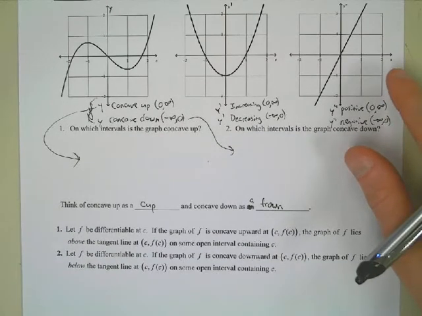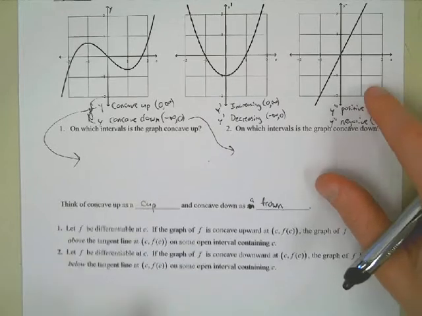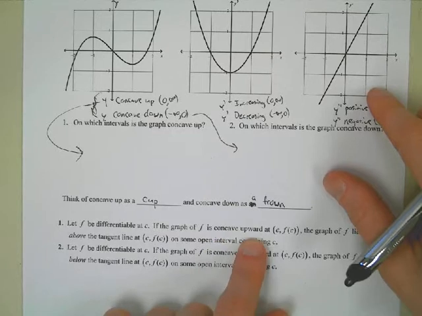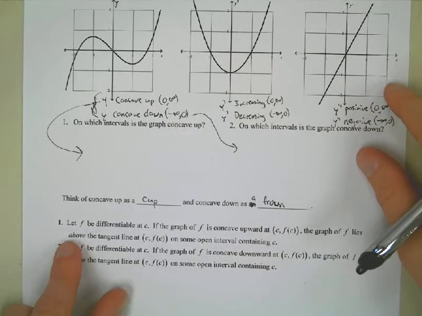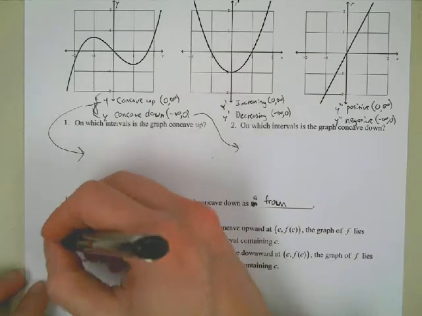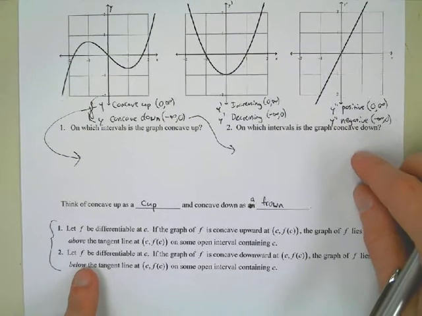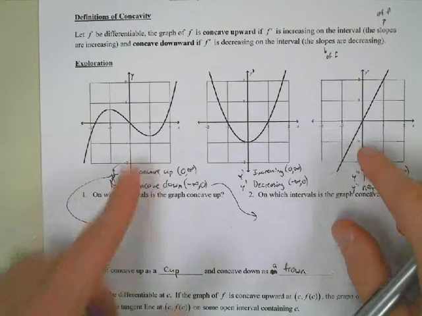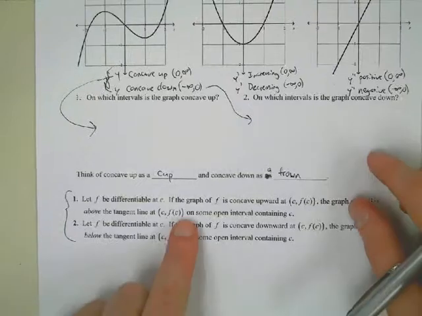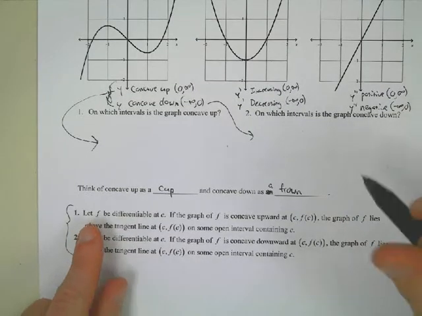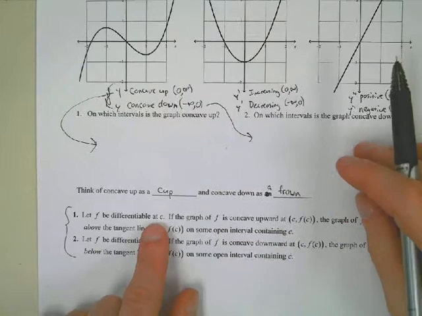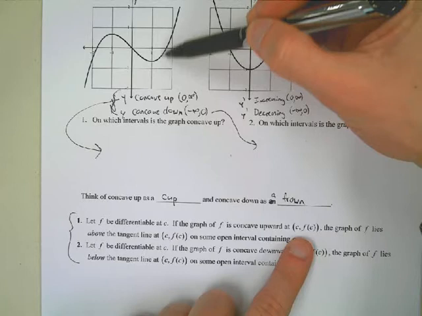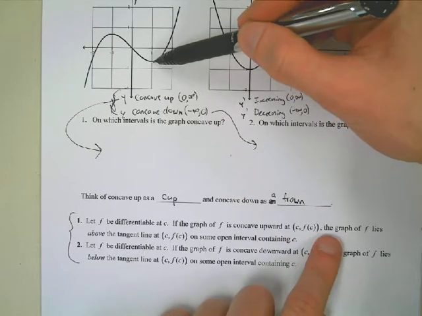So let f be differentiable at C. If the graph of f is concave upward at C, f of C, the graph of f lies above. This is kind of key, the mathematical definition of concavity. Because obviously, if you tell someone this is concave because it looks like a cup, that's not very mathematical. But the mathematical definition is right here. For example, right here at 1, the graph is concave upward. The graph of f lies above the tangent line at C, f of C on some open interval containing C.